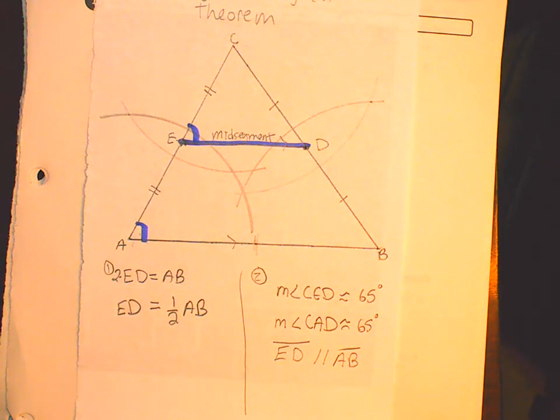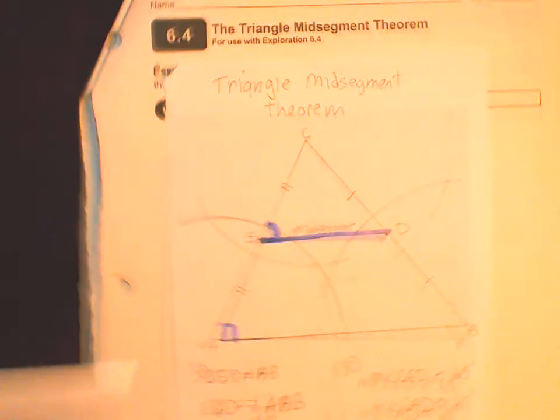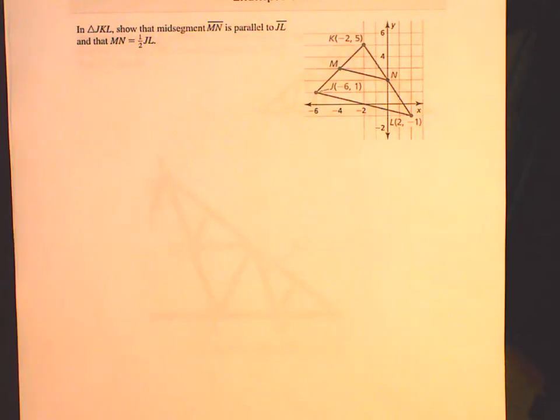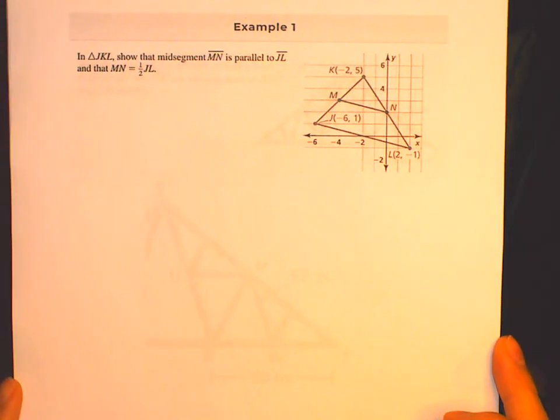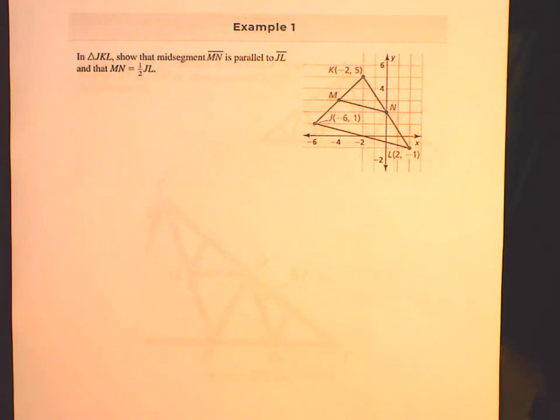Let's go over the examples now. Our first example is example number 1. For example number 1, we want to show graphically that the midsegment MN is parallel to JL and that MN is half of JL. So what we need to do is the distance formula and the slopes. It would help if we wrote down all of the coordinates.